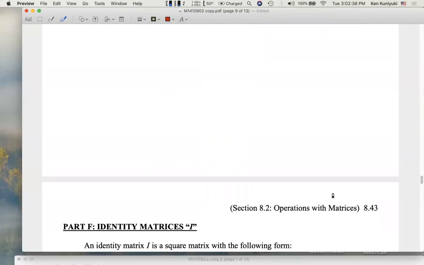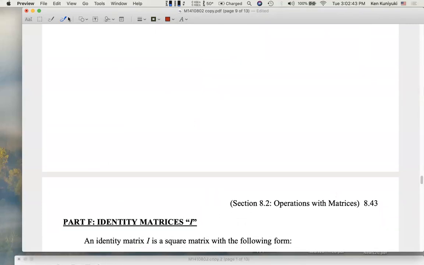Next up, identity matrices. And these are very important in linear algebra. Basically, what kind of a matrix acts like one? Next time.